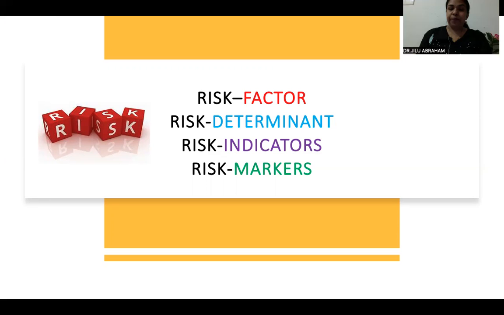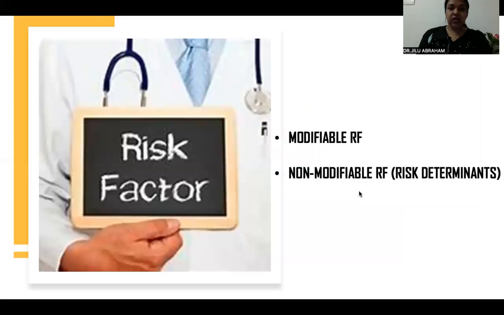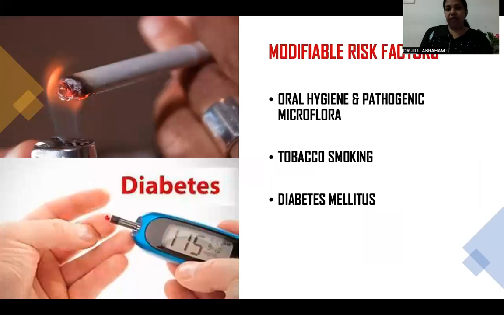Next, we are going to deal with modifiable risk factors and non-modifiable risk factors. As I mentioned earlier, risk factors can be modifiable. Some risk factors that are not modifiable are called risk determinants. Okay, hope you remember that. Risk determinants are factors that cannot be modified, for example gender, age, sex, etc. Modifiable ones are environmental factors. So we can come into detail.